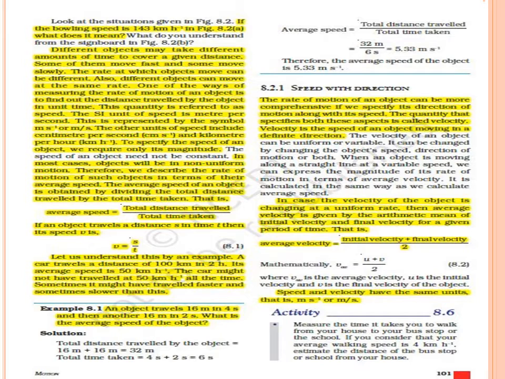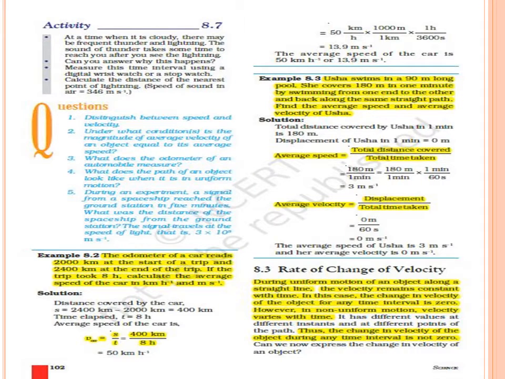Now since speed and velocity are distance by time and displacement by time, both of them have the same units, that is meter per second, or maybe kilometer per hour or centimeter per second, depending on your convention. So the average speed of the car is 50 km per hour or 13.9 meter per second. That is, we have evaluated the speed in both units.